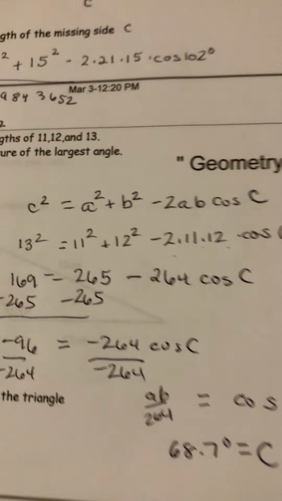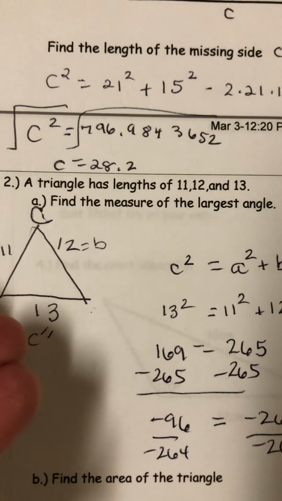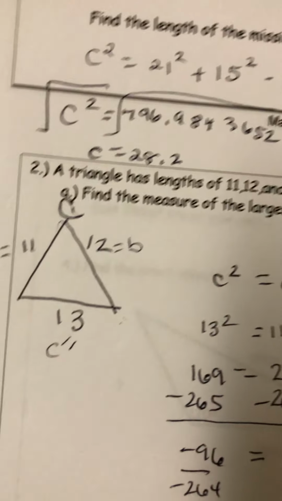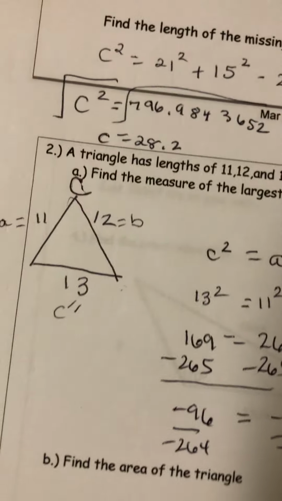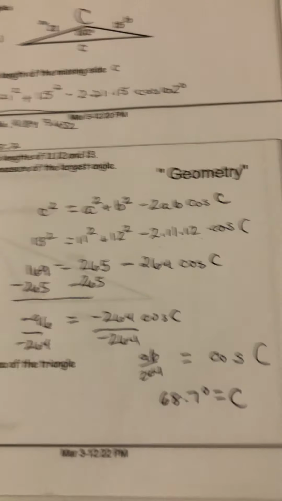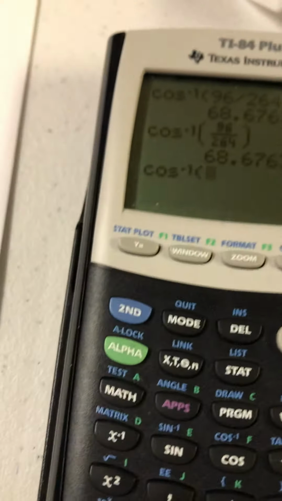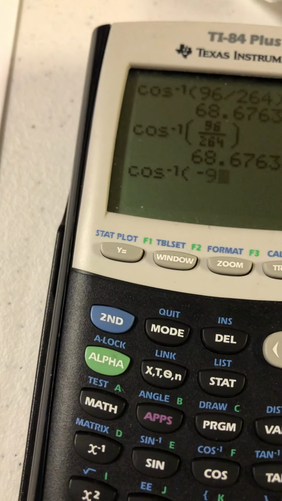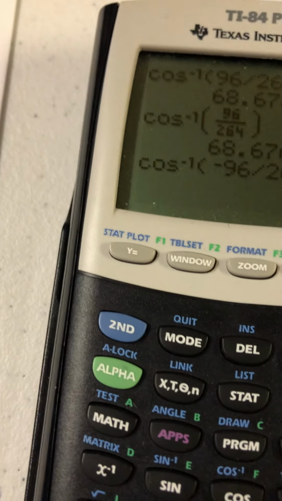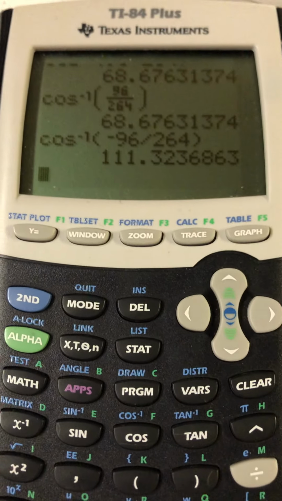So it looks like, down the road, this is a scalene triangle, because all three sides are different, and it's going to end up being an acute scalene. Not that you need to know that for the IB, in case you do have to still take the SAT next school year. So now, just to point out again, if you had a negative number, let's say you had negative 96 divided by 264, nothing to freak out. You'll get an obtuse angle. So that's okay.